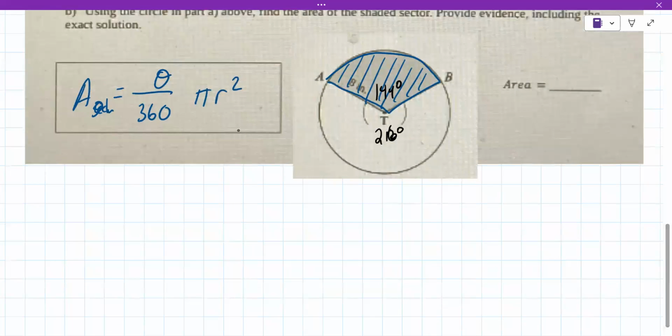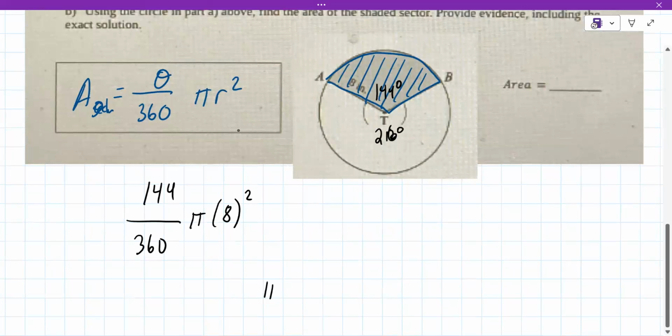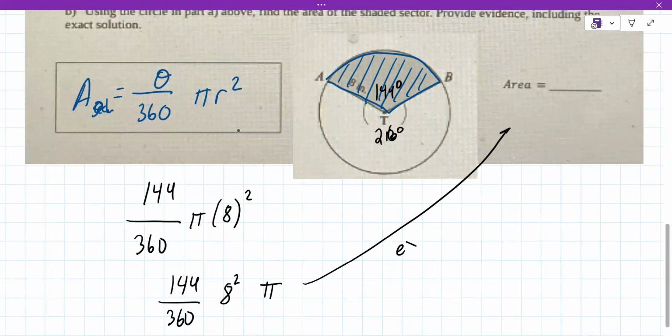So then we know 144 over 360 times pi times the radius, 8, squared. And again, you do it without the pi, that way you can get an exact answer. So what's the A in this scenario? Is that just the area of the sector? The area of the first sector. So that's the pizza slice.